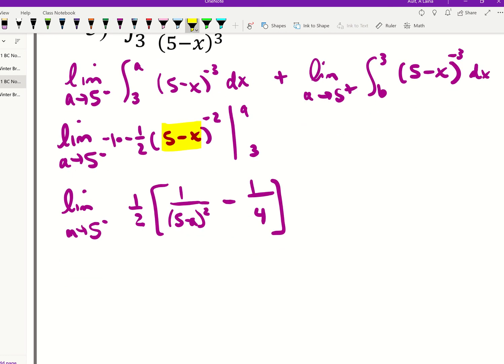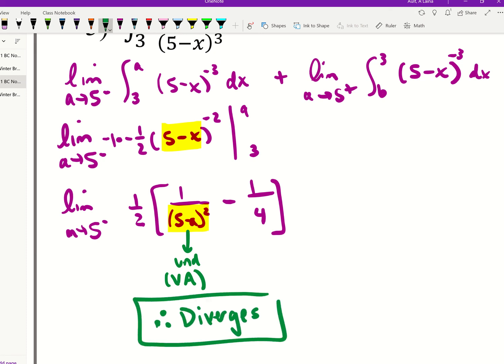If I plug in a 5 right here, I get a discontinuity at the denominator. So it's undefined right here. What's happening is there's a vertical asymptote at this point. There's that 0 in the denominator that's not repeated in the numerator. And so because I have an undefined value as part of this, this diverges. And I do not need to continue the second part.